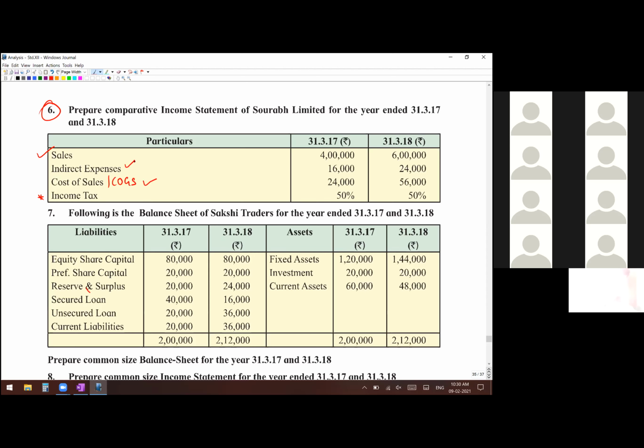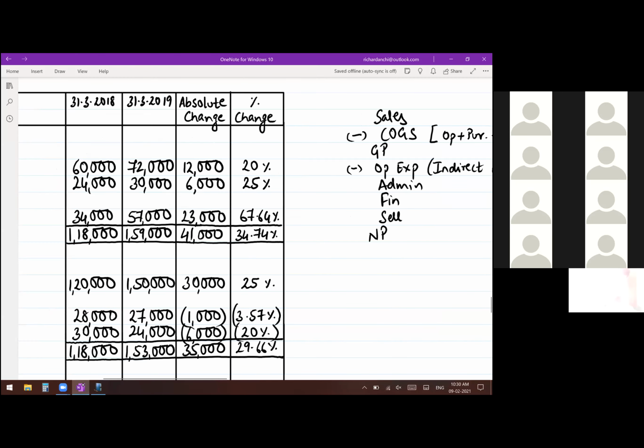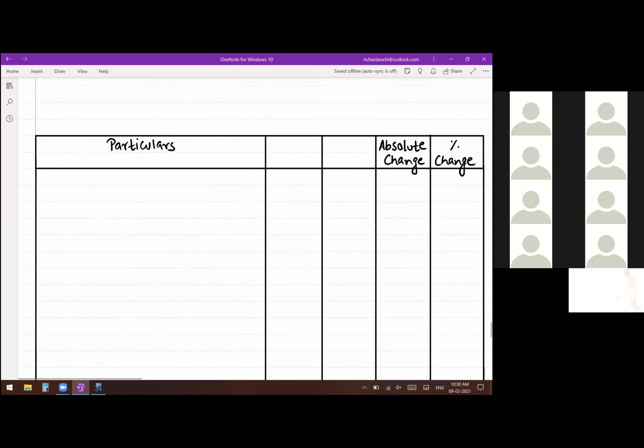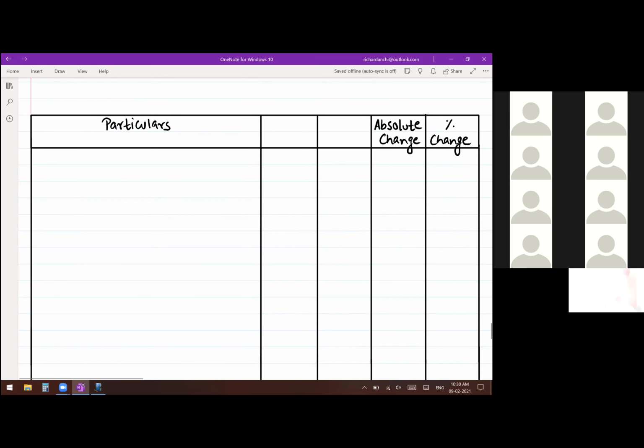But before that, you draw the same format as you had drawn in the previous question. 4 columns required. Question number 6 is what we are solving. The 2 years, 31st March 2017 and 31st March 2018. About 8 to 10 lines more than enough. So don't draw for the full page, about 8 to 10 lines. That should be sufficient.